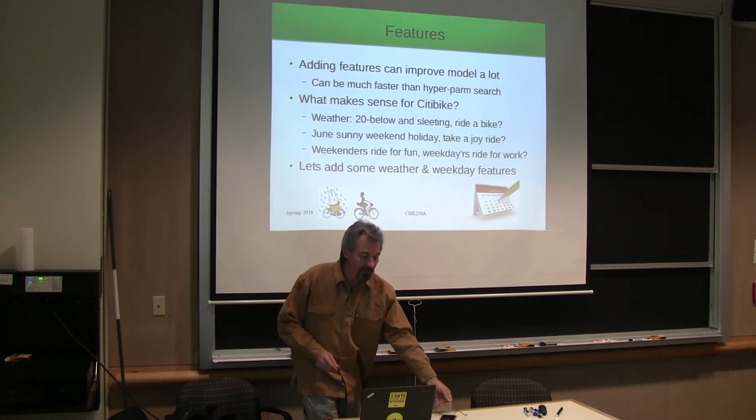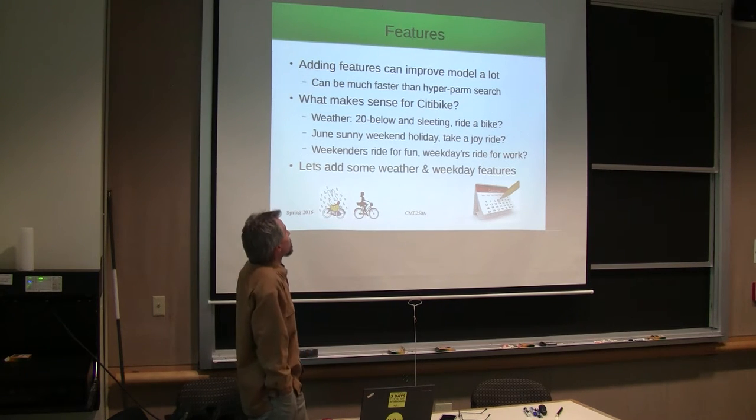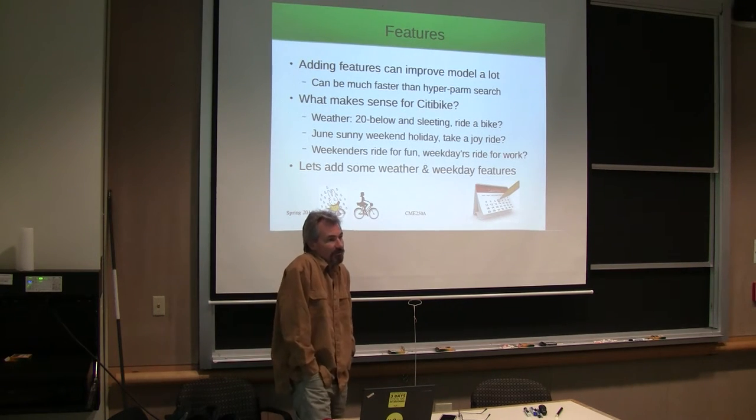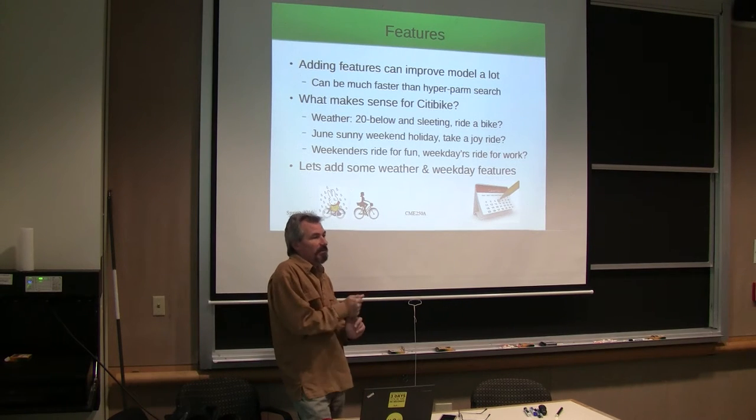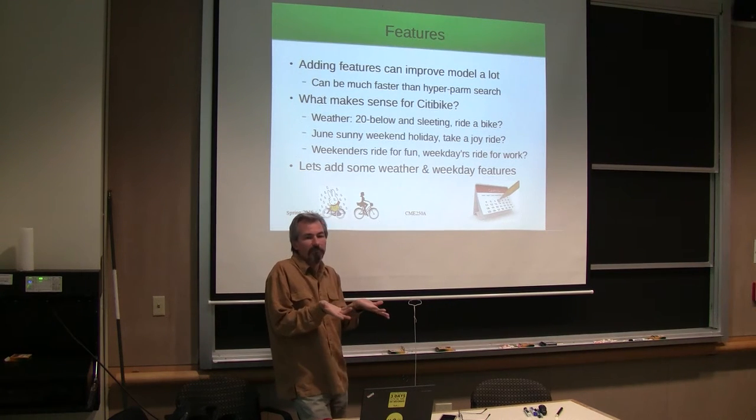Okay, so maybe there's a better way to make progress here on these models. And this is in general the case. Can we come up with new features? The features we were using were the station and the day, average trip duration, average gender and things like that. What makes sense for riding bikes? What's a good predictive thing for riding a bike?